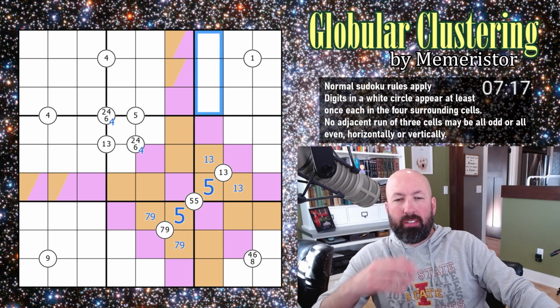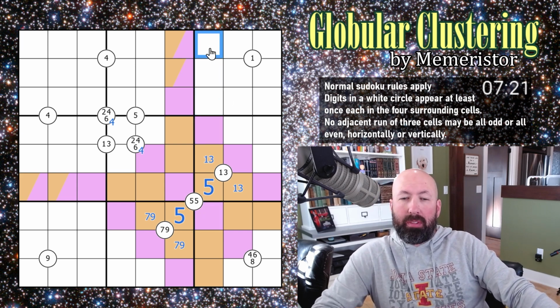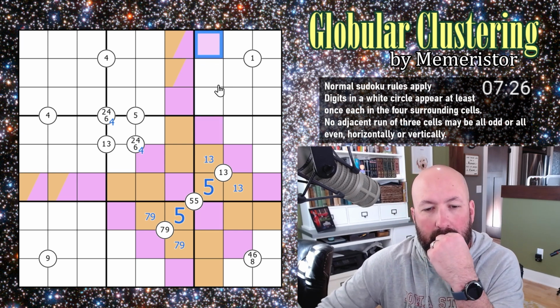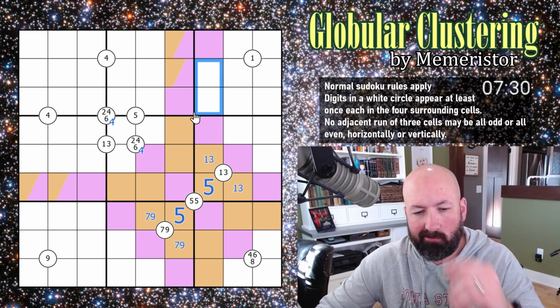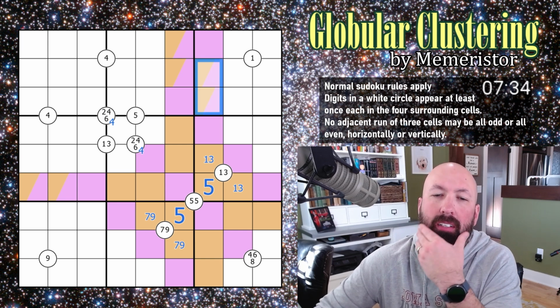We've got 2 evens up here, and 1 odd. So you can't put the odd at the top because you'd end up with 3 evens in a row. So this one has to be even, and then these 2 are one of each. I don't know if that's helpful, but I'm going to mark it.